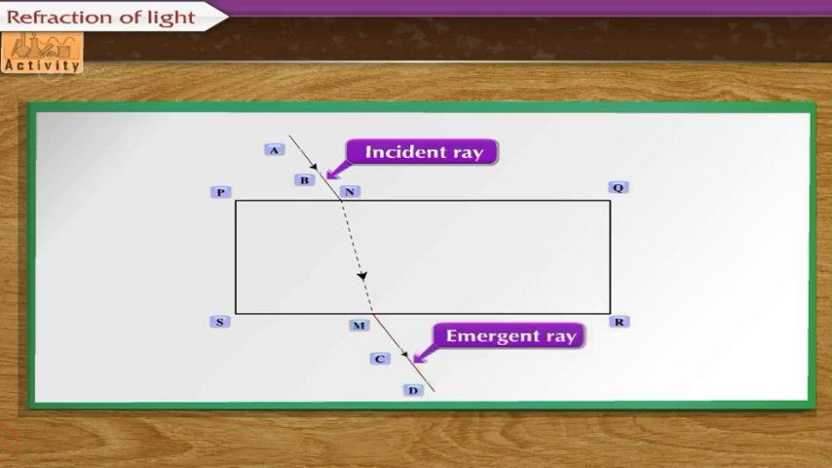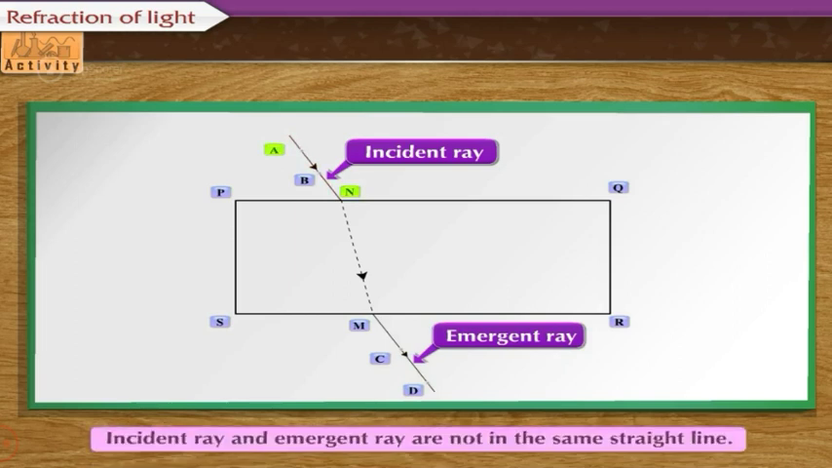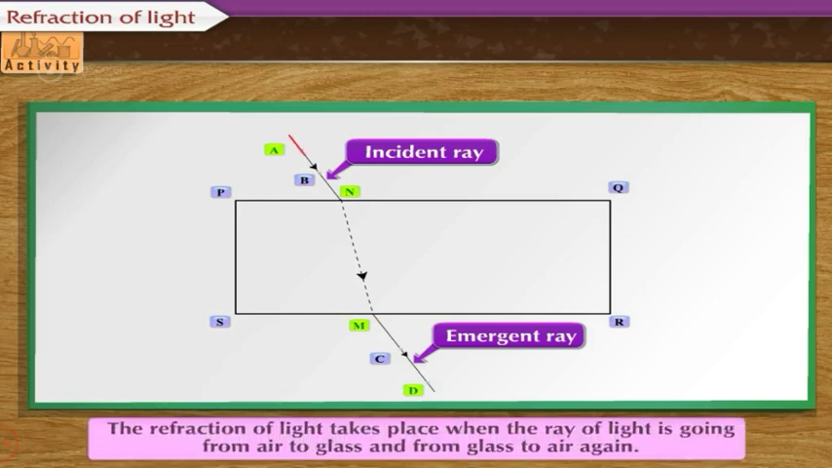Observing these rays, we come to know that the incident ray and emergent ray are not in the same straight line. This happens because the refraction of light takes place when the ray of light is going from air to glass and from glass to air again. Come, let us discuss it in detail.